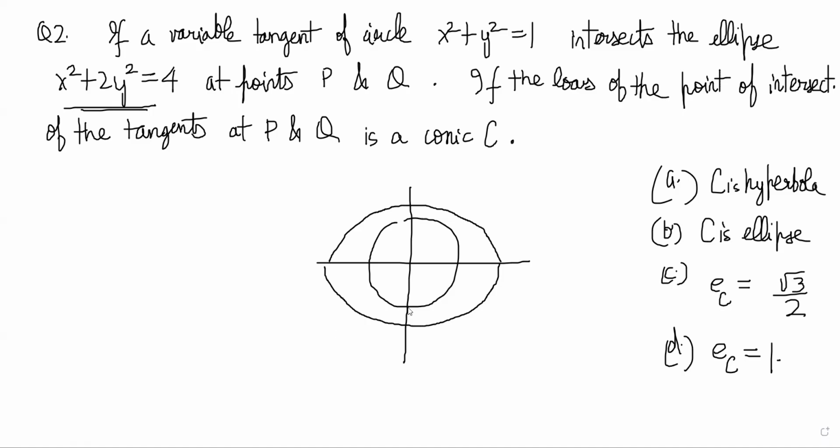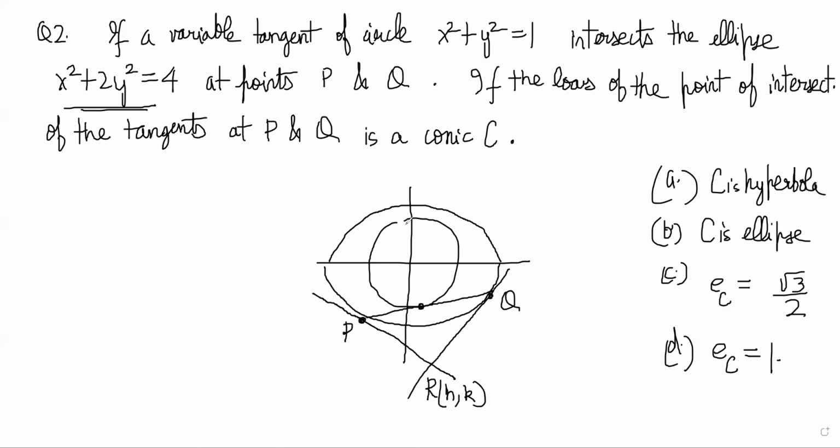Now, a variable tangent. So make a tangent to the circle like this, and these points become P and Q, right? This is a variable tangent to the circle. And we have to find the locus of point of intersection of tangents to the ellipse at these points. So this point becomes my R, which is h comma k. We need the locus of R, right? Tangents to the ellipse at P and Q, right?